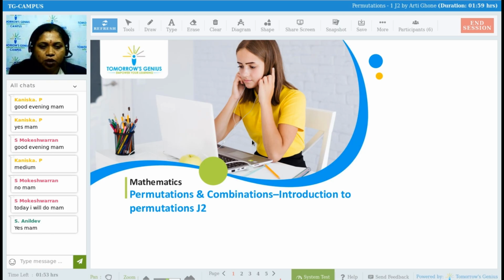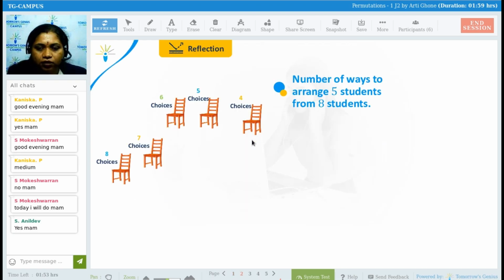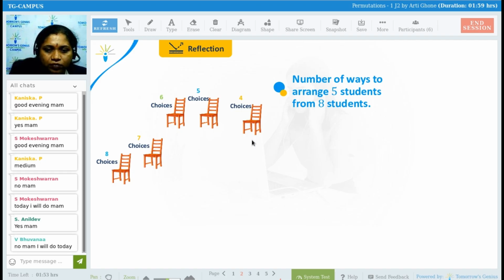Permutations and combinations, in which we are now entering the first segment of the chapter, that is permutations. Now what does it exactly mean? See the result: I have 8 students, so 8 choices are available to me, and I want to arrange any 5 students. Arrangements are involved, and we have 8 choices. So the number of ways we can arrange 5 students from 8 students. These many are the choices, but we want to arrange any 5 students.